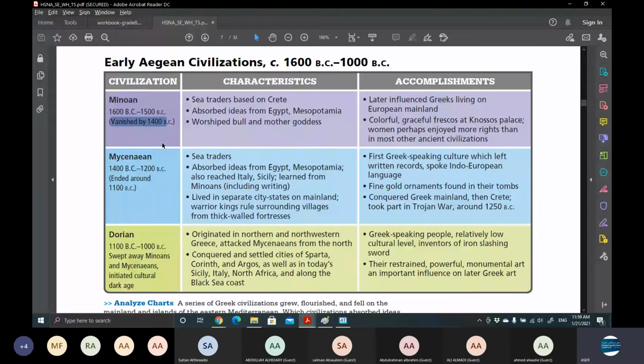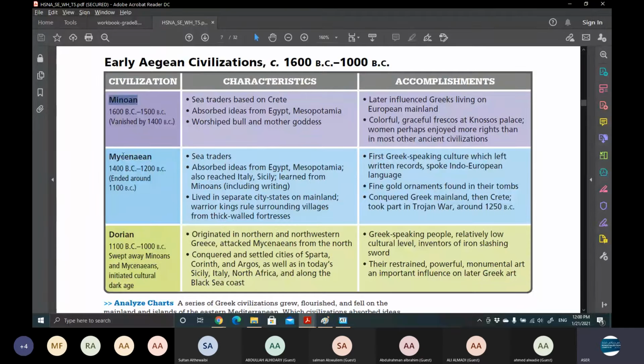About their characteristics, which they had in common with other civilizations. First, they were sea traders based on the city of Crete. They absorbed ideas from the Egyptian and Mesopotamian civilizations. They worshipped the bull and the mother goddess. Their accomplishments later influenced the Greek European mainland: colorful, graceful frescoes at Knossos Palace, which was destroyed in an unknown event. Also the women held a very high position in their society, as they enjoyed more rights than in any other civilization at that time.